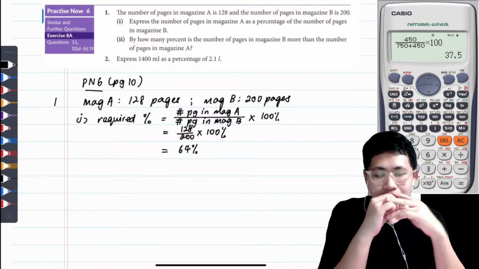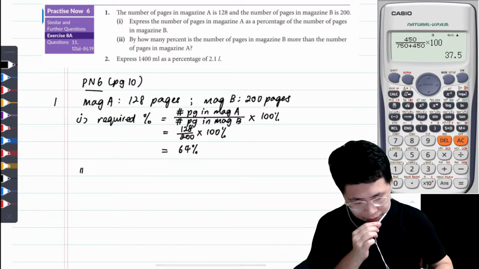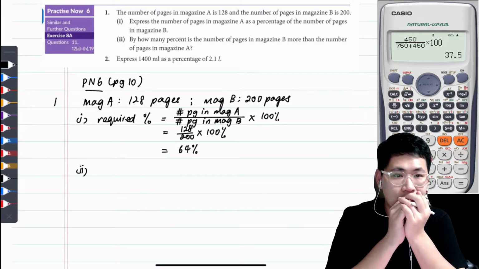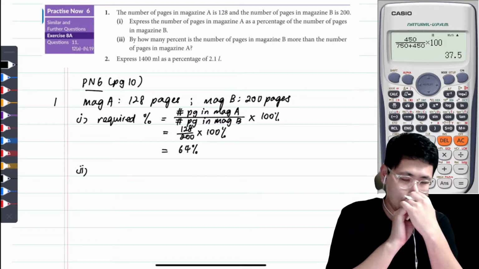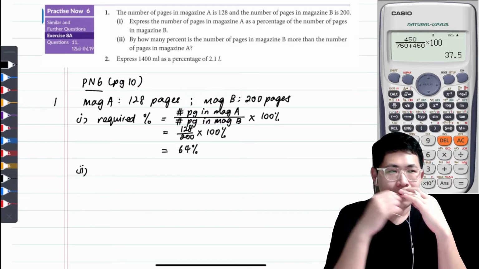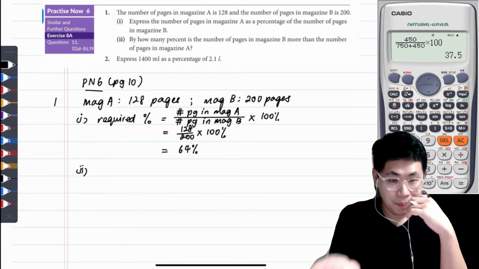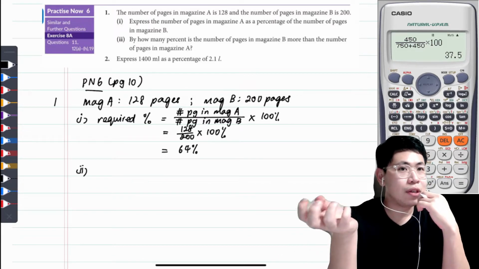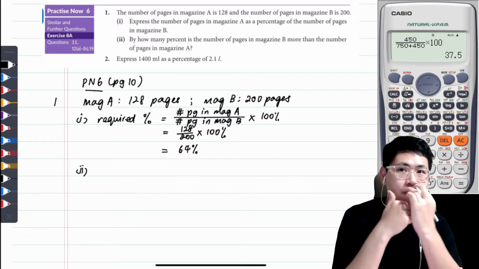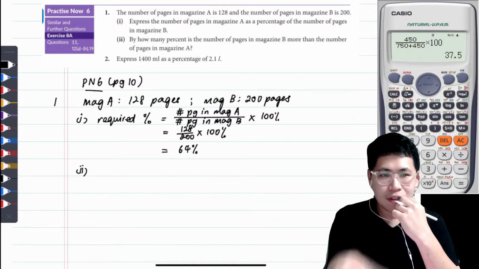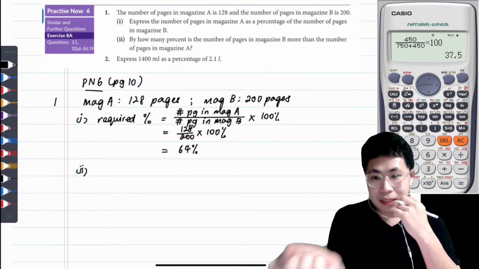Okay. Alright, so number 2, same thing, but they're asking for how many percent is the number of pages in magazine B more than the number of pages in magazine A. So actually, it's just that, number of pages in B versus number of pages in A. Okay, and how much more is that? So if you're looking at how much more, the first way we can do is to find the difference. So the difference as compared to the number of pages in magazine A, so that will give us the percentage.